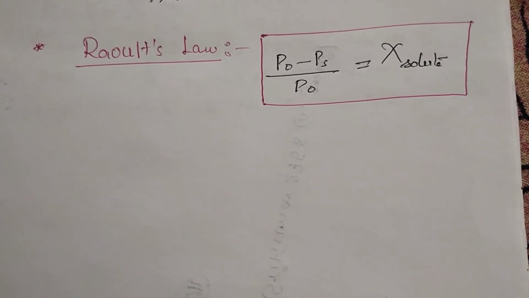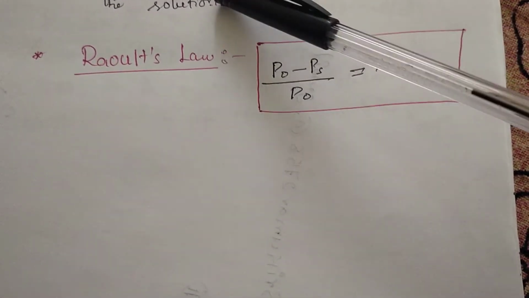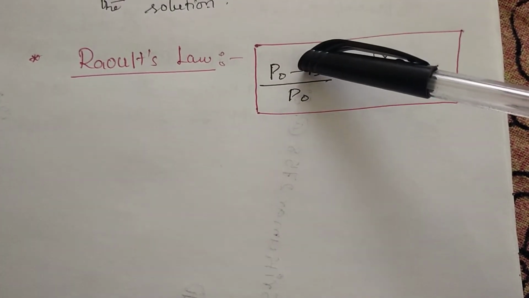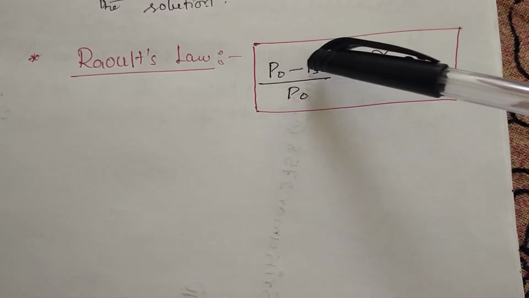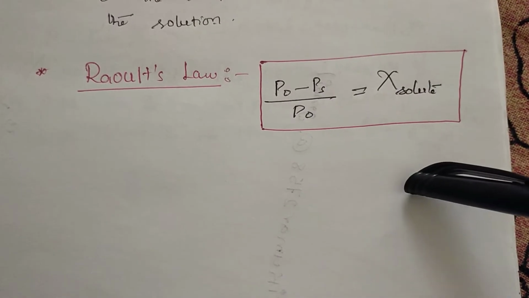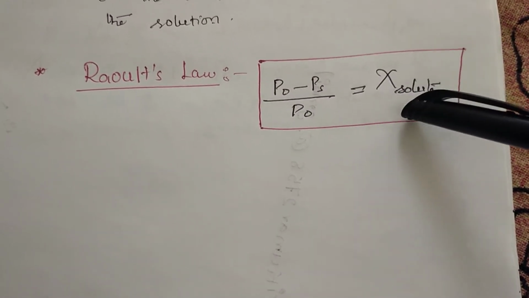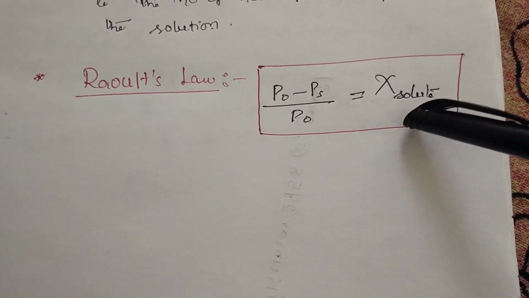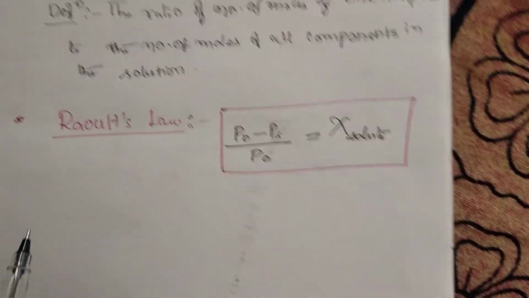Another important question, Raoult's law. Raoult's law is nothing but, at a given temperature, (P0 minus Ps) by P0, which is called the relative lowering of vapor pressure, is equal to the mole fraction of the solute. So how do we define this? First of all, what is relative lowering of vapor pressure?